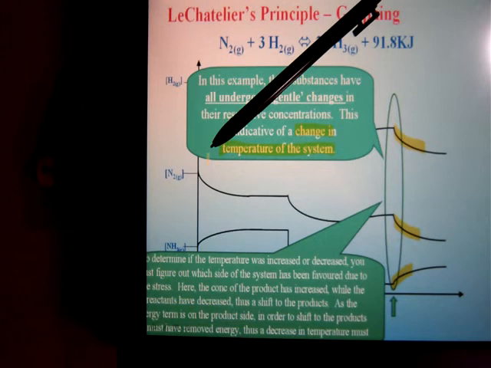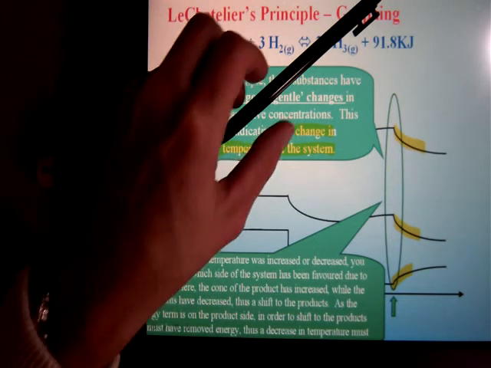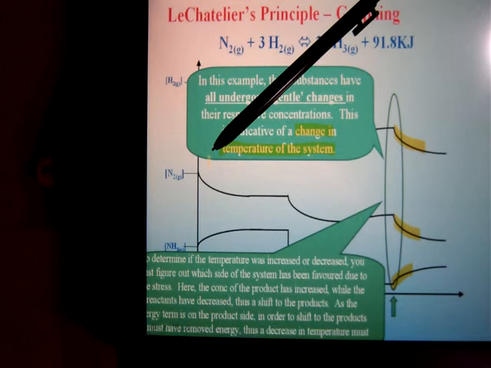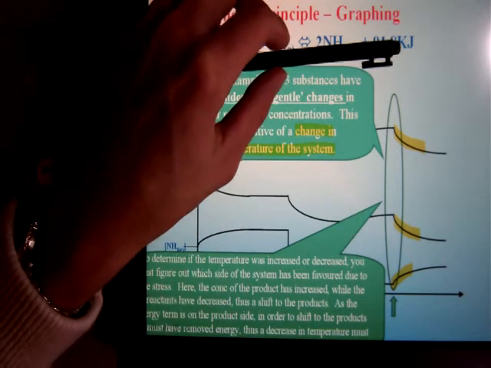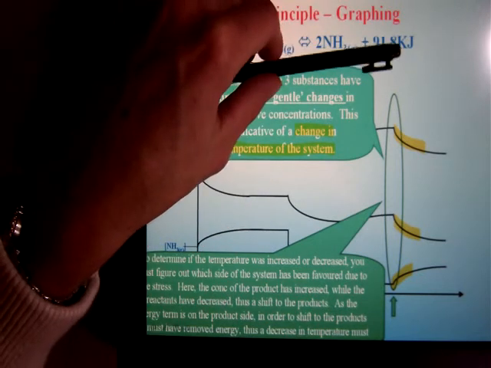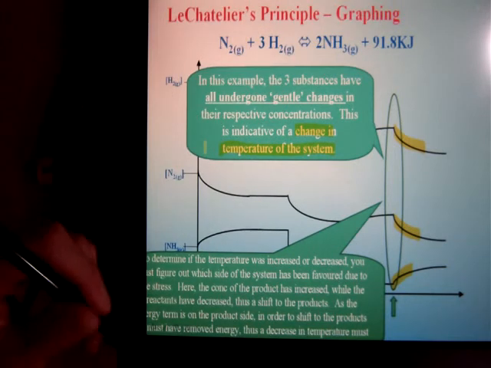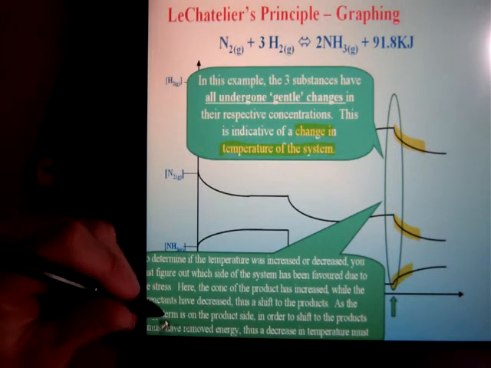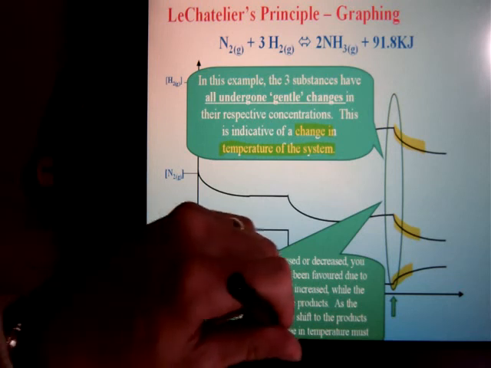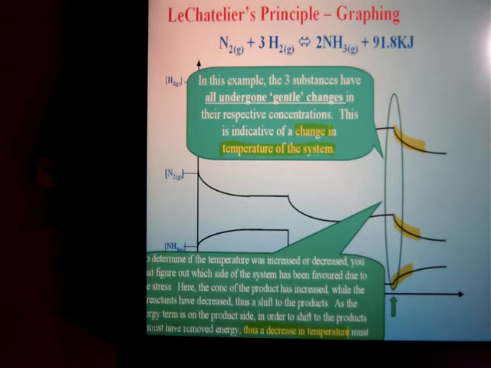If I've shifted like that, that means I must have shifted to the right, toward the products. So what does that mean I had to do to the energy? Well, the energy is a product, which means I must have taken away energy, which is a decrease in temperature. Decrease in temperature of the system. And that's how you analyze graphically.